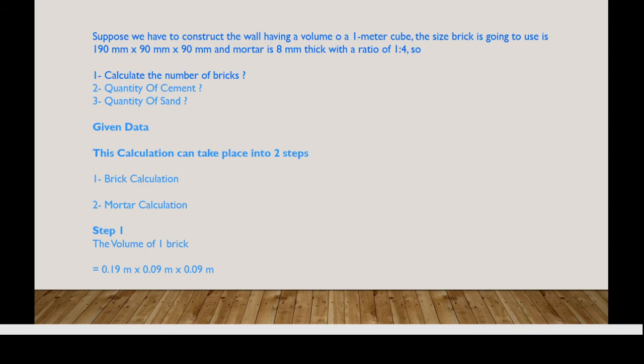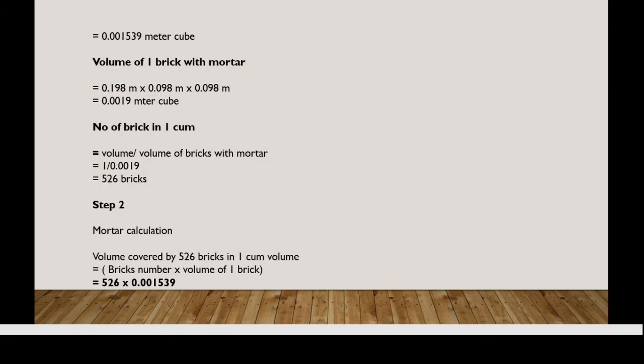So step 1, the brick size will be 190 mm into 90 mm into 90 mm. This is one of the standard sizes of brick used in the market. So step 1 is the volume of one brick. Volume of one brick equals 0.19 meter into 0.09 into 0.09. We will take it in meters. So the value will come: volume of one brick equals 0.01539 meter cube. This is the dry volume of one brick.